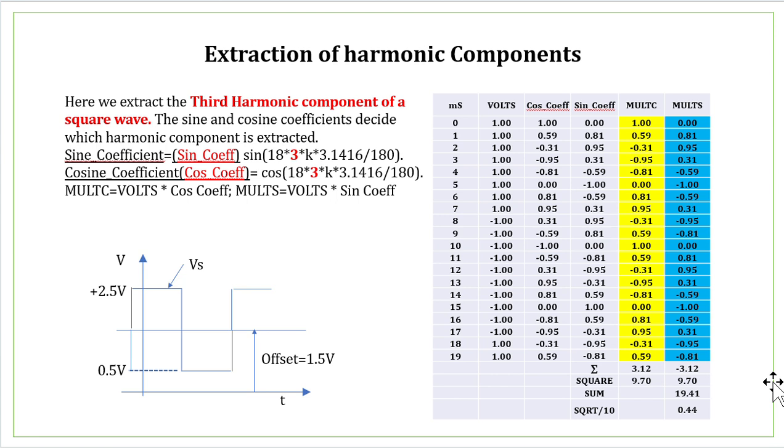This is the third component. You can try fifth, seventh, etc. also. Then you will see that as you go for higher harmonics, the value keeps decreasing. From 1.28, it has come to 0.44. If you go to fifth, it will become further less. So it goes on diminishing.